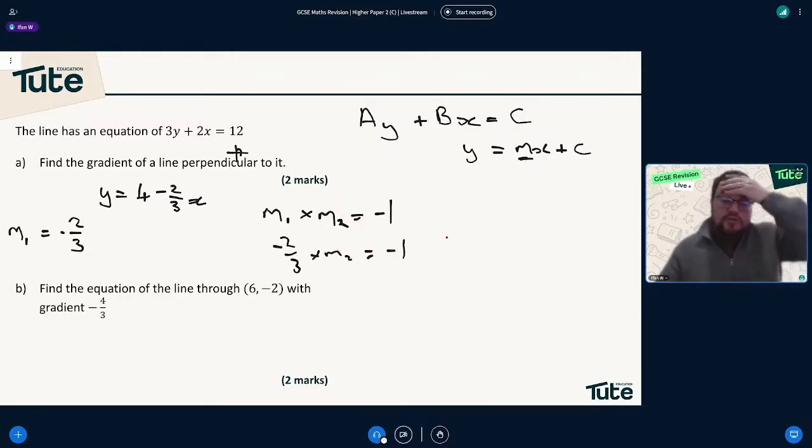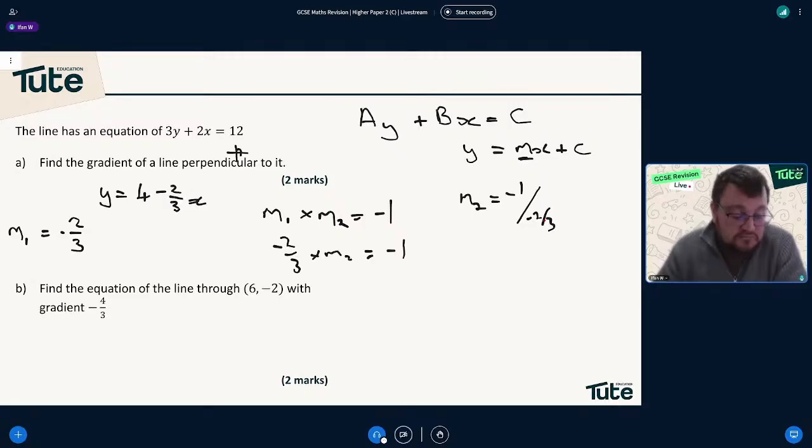Of course, what we're going to do is divide. So the second gradient would have to be negative 1 all over negative 2 over 3. You can do that on your calculator, straight in, and you would get an answer of 1.5 or 3 over 2. And again, I'm showing every step of my way here.